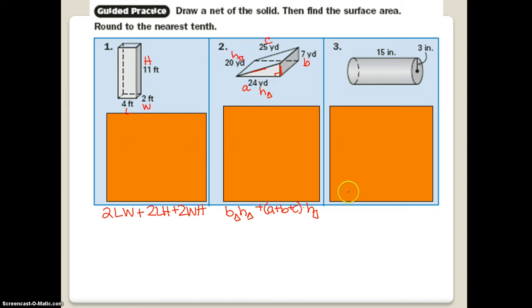For number 3, we have 2 pi r squared plus 2 pi r h. And considering there's only 2 numbers and 2 variables, you should be able to figure out which one is which. Pause the video, try 1, 2, and 3.